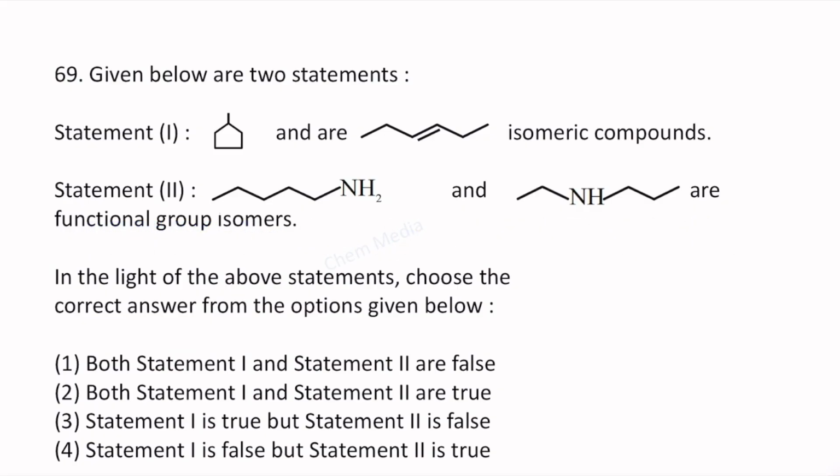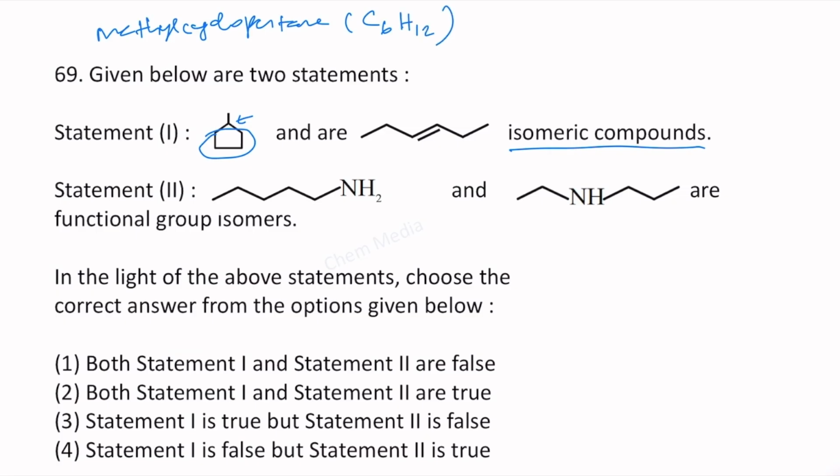In statement 1, two structures are given and it is mentioned as isomeric compounds. So what we have here is methyl cyclopentane, whose molecular formula will be C6. We have 8 hydrogens here, 1 hydrogen here, and then methyl group 3 hydrogens, therefore C6H12. How about here? 1, 2, 3, 4, 5, 6. We have hex-3-ene. It is in trans position, therefore you can mention it as 3E-hex-3-ene. If you follow the Cahn-Ingold-Prelog rules, the priorities will come on the opposite side. So this is a trans isomer.